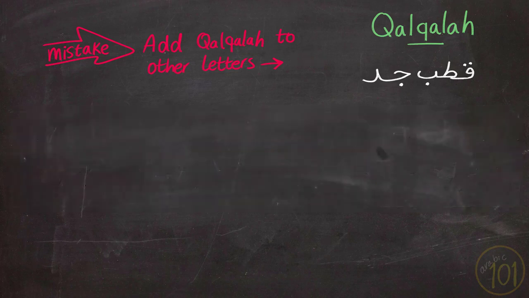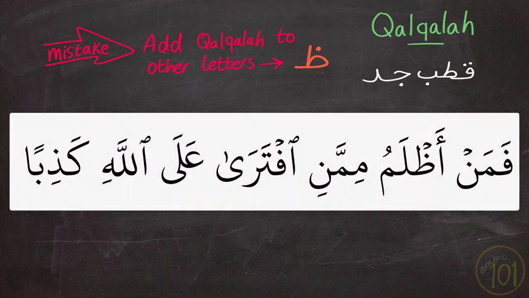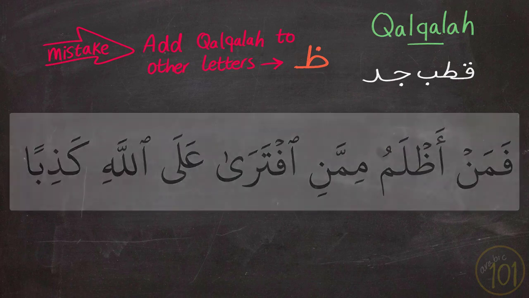Moving to another example of this common mistake, but this time with the letter dha. When it comes in the middle of the word with sukoon on top. Specifically in this word, al-dhulam. Let's have a look at the example and see what kind of mistake can happen in this ayah. فَمَنْ أَظْلَمَ. This is not correct. أَظْلَمَ is wrong. فَمَنْ أَظْلَمُ مِمَّنِ افْتَرَى عَلَى اللَّهِ كَذِبًا.